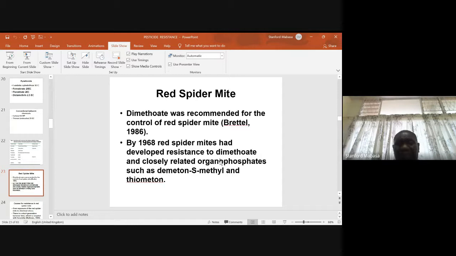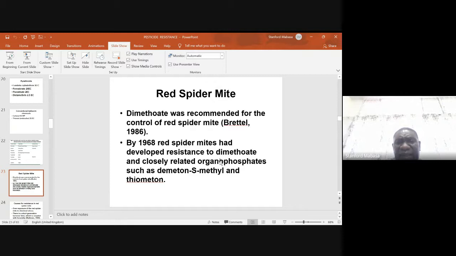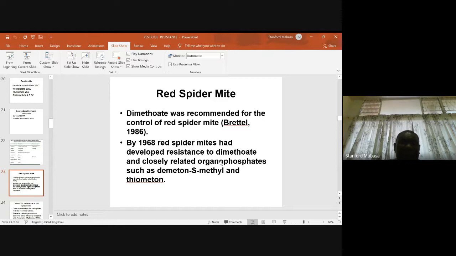Now for red spider mite, dimethoate was recommended for the control of this pest by Brettel 1986. However, by 1968, the red spider mites had developed resistance to dimethoate and closely related organophosphates such as dimethoate S methyl and thiometon. So we have had problems with red spider mite resistance in cotton.